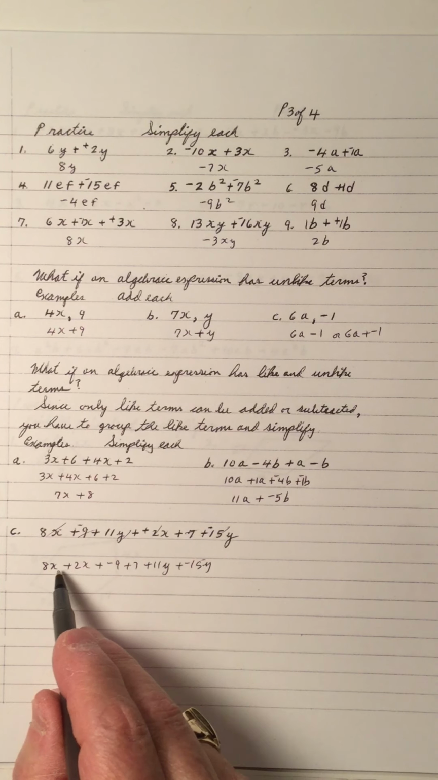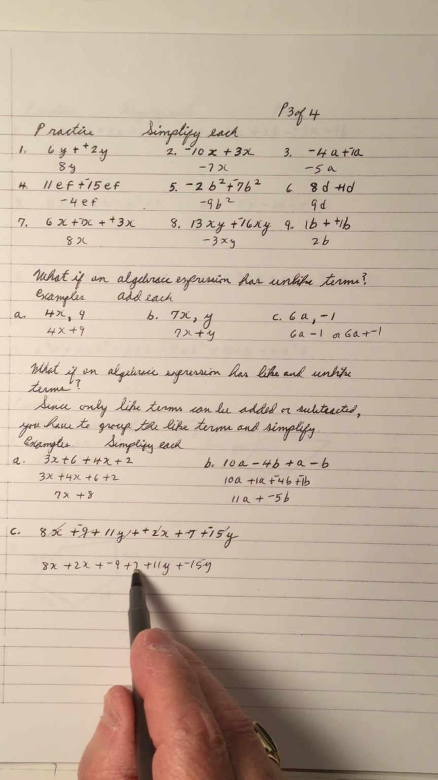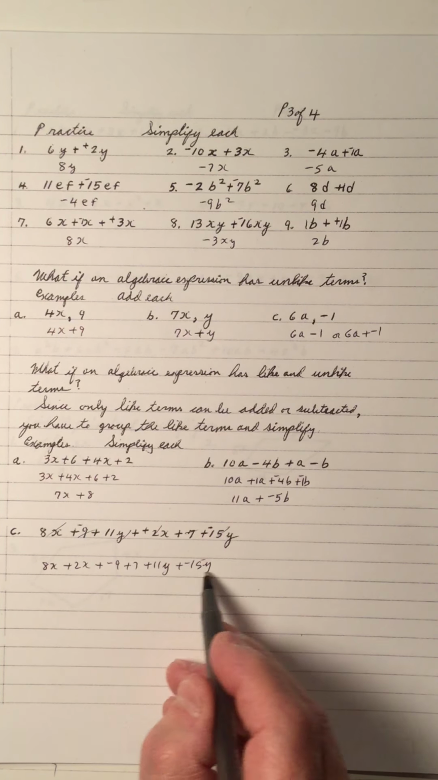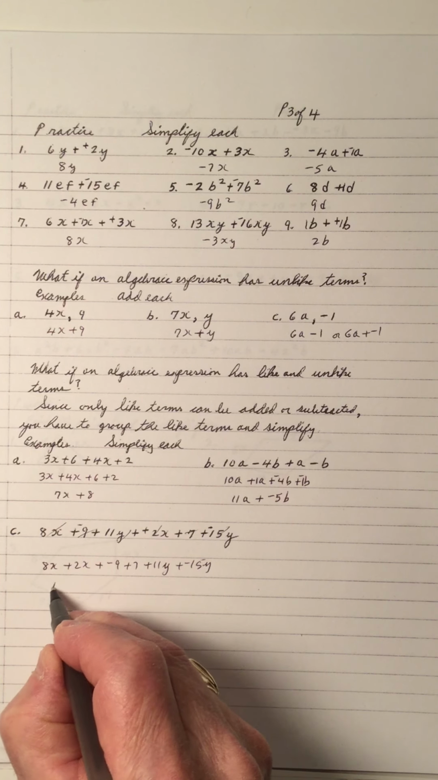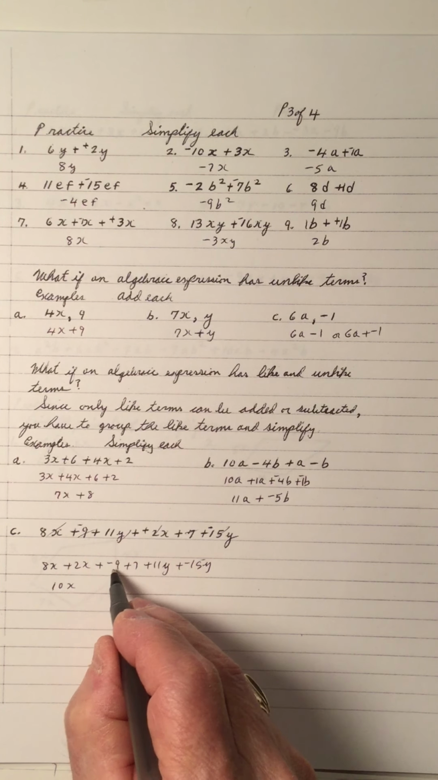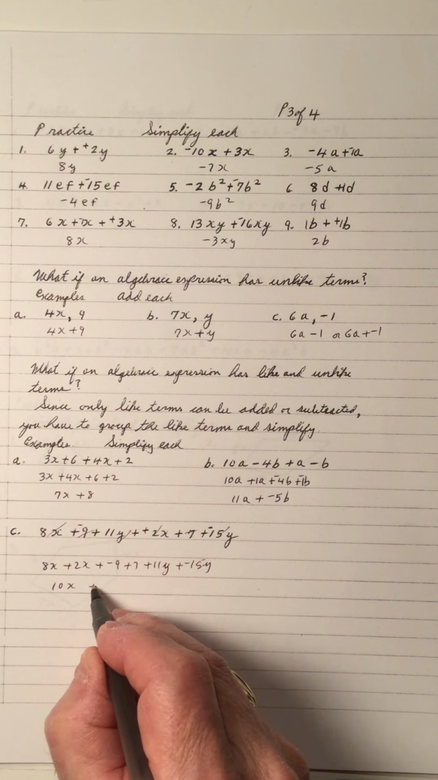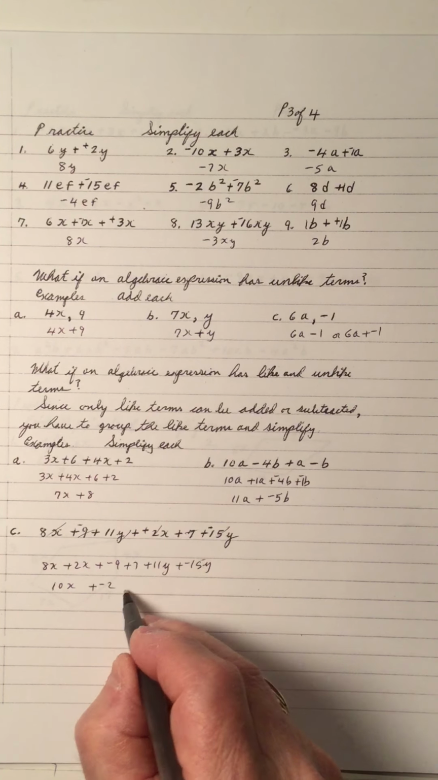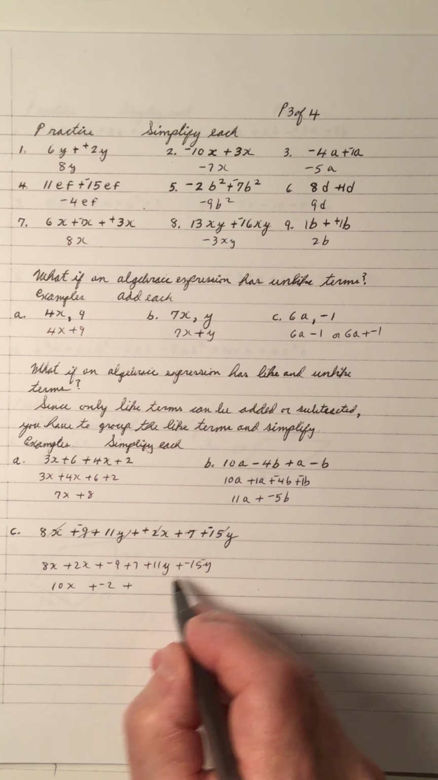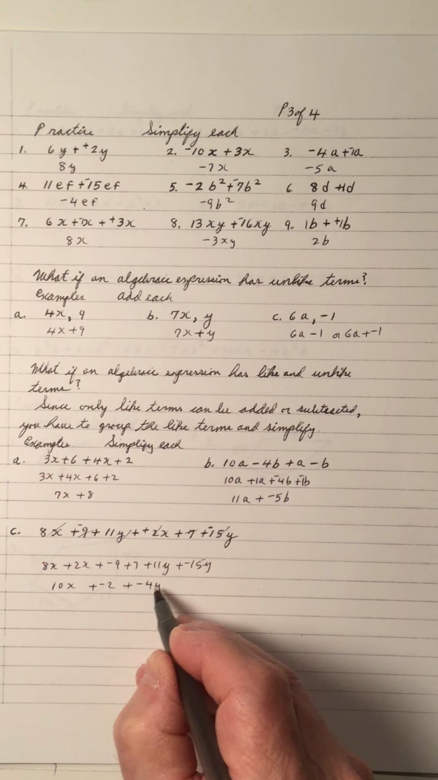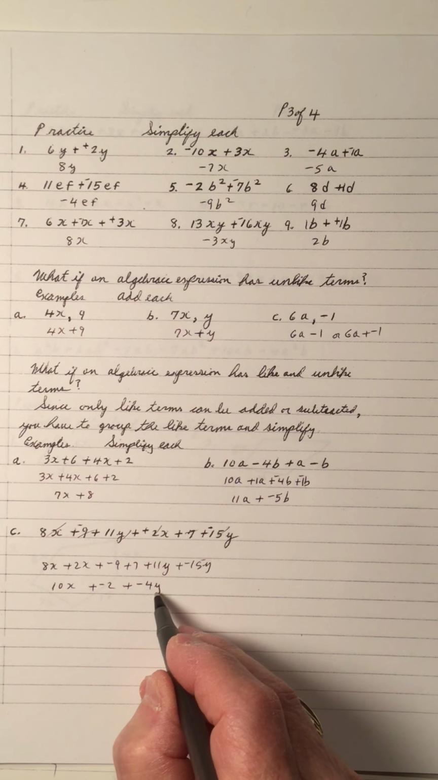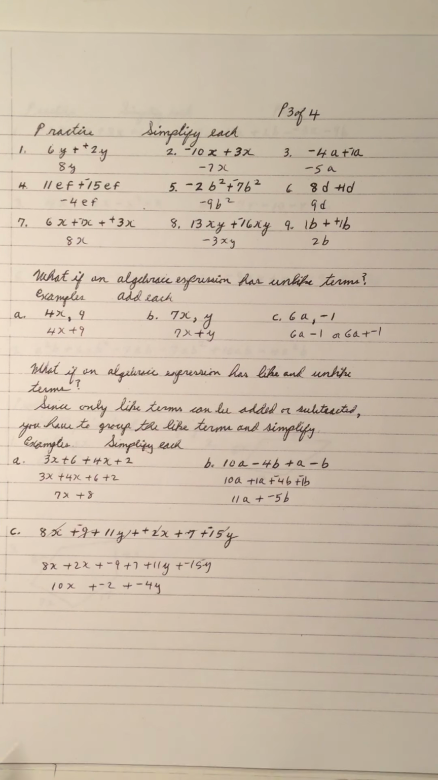1, 2, 3, 4, 5, 6. X's go together. Constants go together. Numbers go together. Y's go together. 8 and 2 is 10x. Negative 9 add on 7 is negative 2. And 11, negative 15 is negative 4y. So when you add like terms, you keep the term or the literal coefficient and add or subtract your numbers.